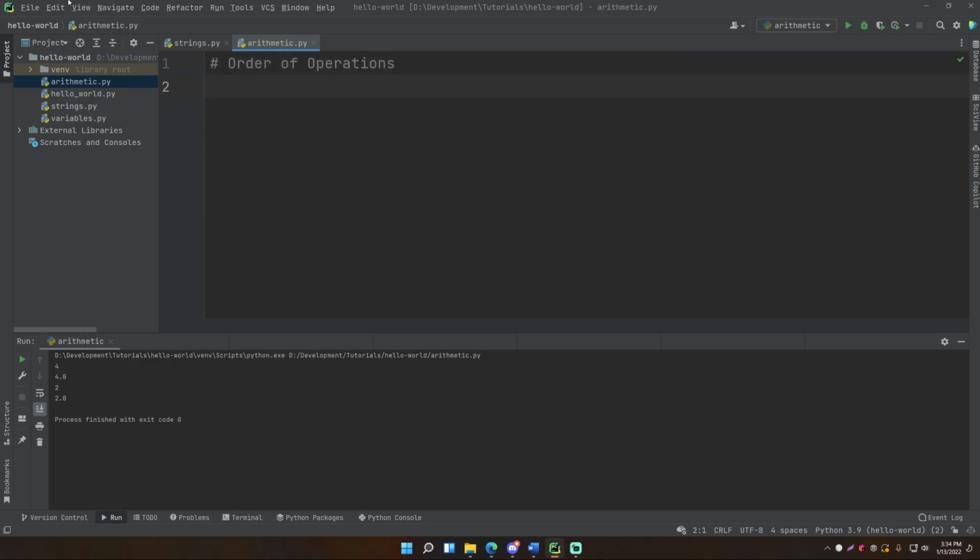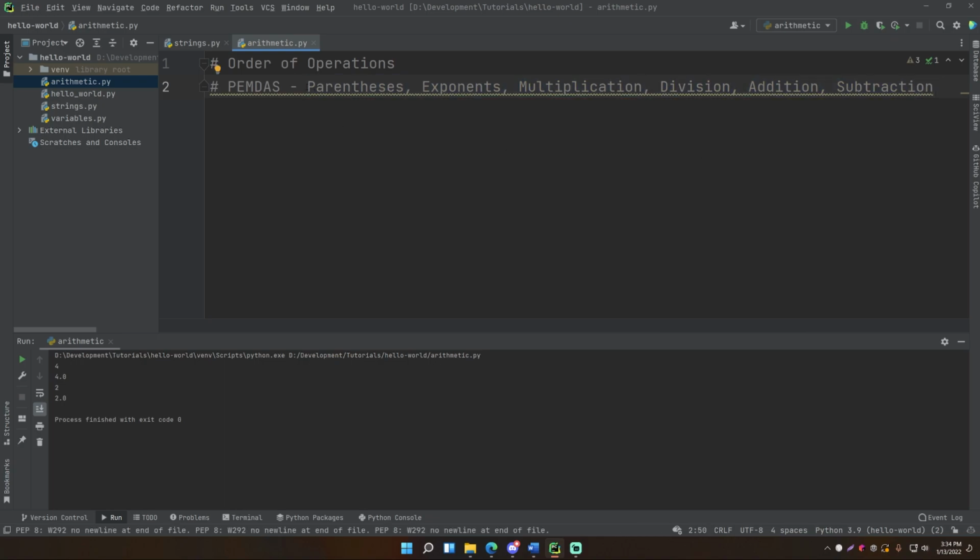If you're not familiar with order of operations, this is something you'd probably learn in middle school, also known as PEMDAS. This is an acronym standing for parentheses, exponents, multiplication, division, addition, and subtraction. So essentially what this means is that when you have some math that you need to execute and it has multiple operations within it, like adding, subtracting, multiplying all in one thing, this will dictate which operations are executed first or calculated first, okay? So multiplication and division come before addition and subtraction.